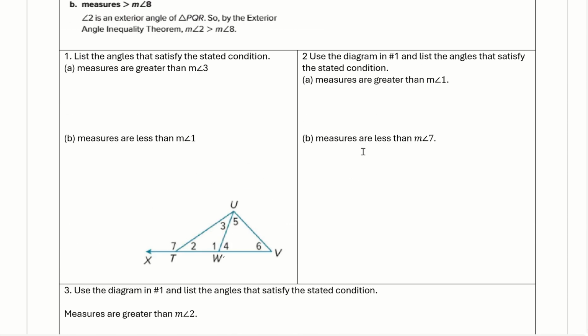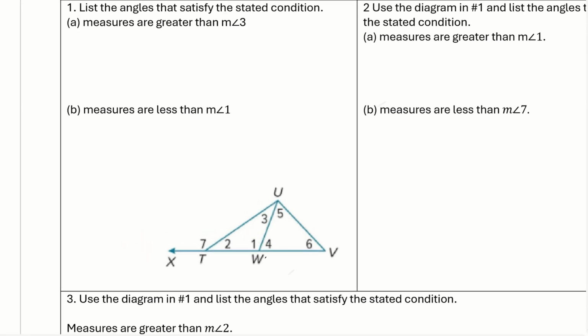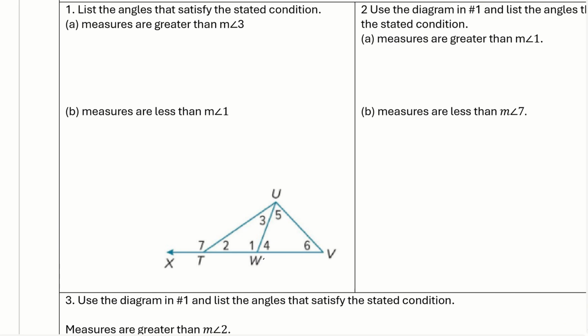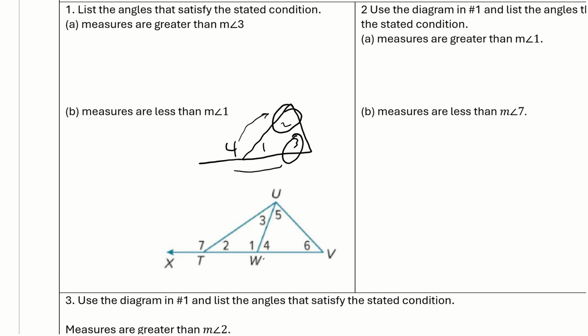So this one's the triangle inequality theorem. It says list the angles that satisfy the stated condition. Which angles are greater than angle 3? Remember, the triangle inequality theorem states that if I have a triangle and I have an exterior angle, then that exterior angle is always going to be greater than the remote interior angles. The remote interior angles are the ones that are farthest away from that exterior angle. So that means 4 is going to be bigger than 2 and 3.